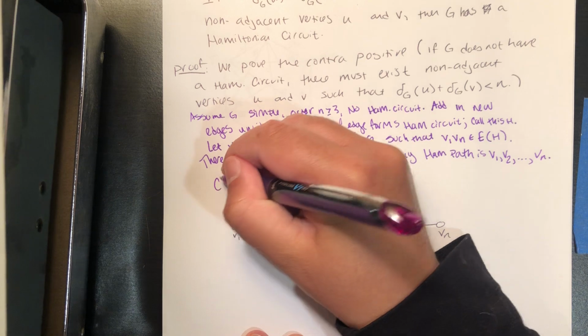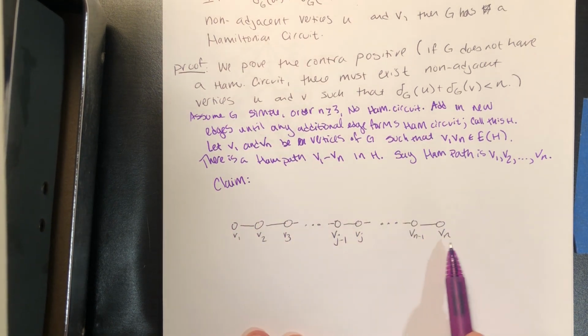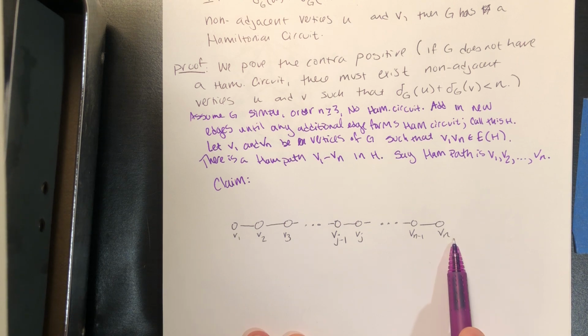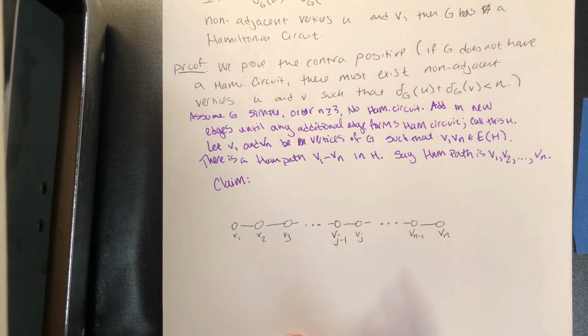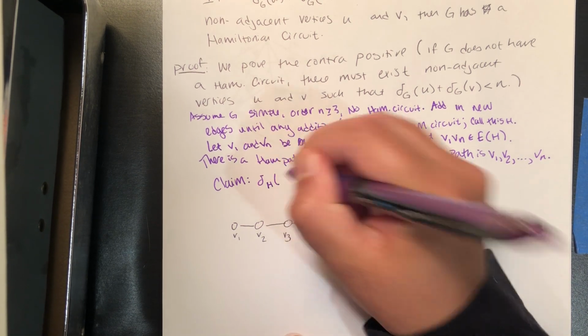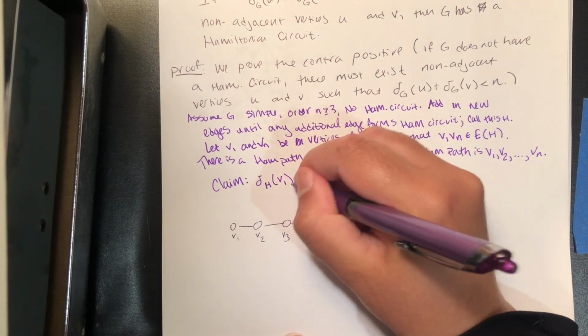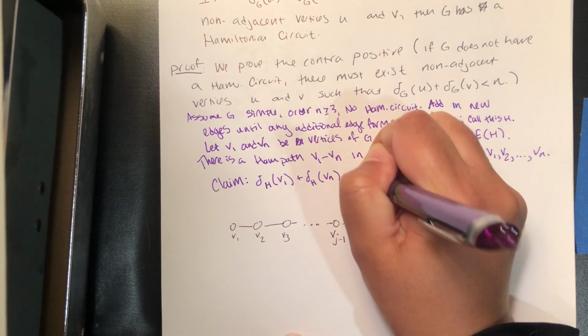Now we're going to show that the endpoints of this path, V1 and Vn, are the pair of vertices we're looking for, such that the degree of one plus the degree of the other is strictly less than n. So we're going to show that the degree in H of V1 plus the degree in H of Vn is strictly less than n.